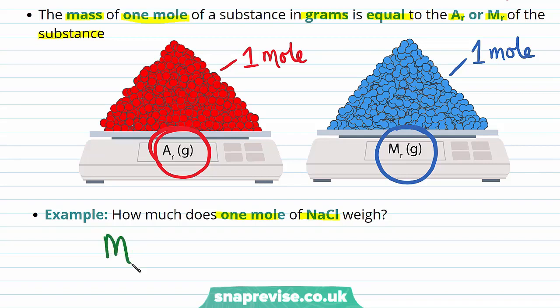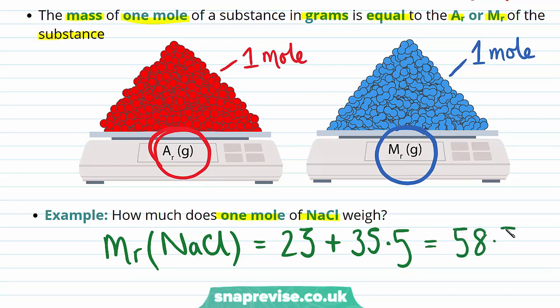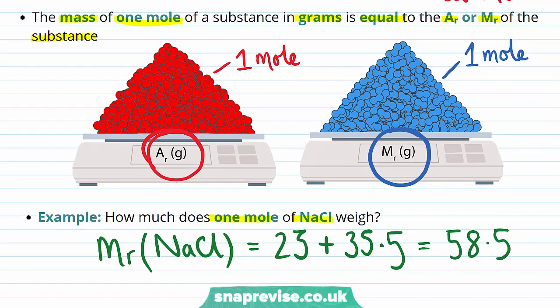So in this case, the first thing we need to calculate is the relative formula mass of NaCl, which we can do by remembering that the relative formula mass is equal to the sum of the relevant relative atomic masses for the atoms of the element that make up the compound. So in this case, we look in the periodic table to find that the relative atomic mass of sodium is 23 and that the relative atomic mass of chlorine is 35.5, giving us a relative formula mass for sodium chloride of 58.5. Then, to work out how much 1 mole of sodium chloride weighs, we just take this relative formula mass and put it into grams.